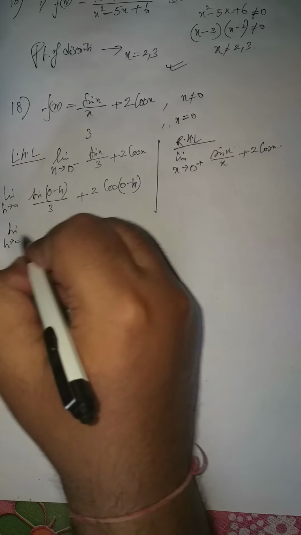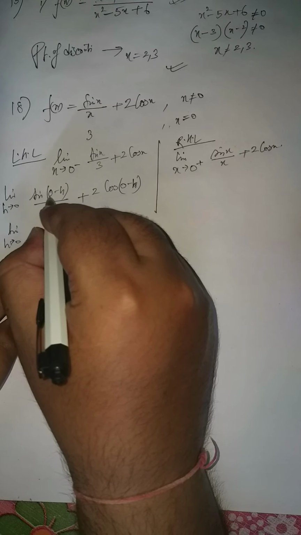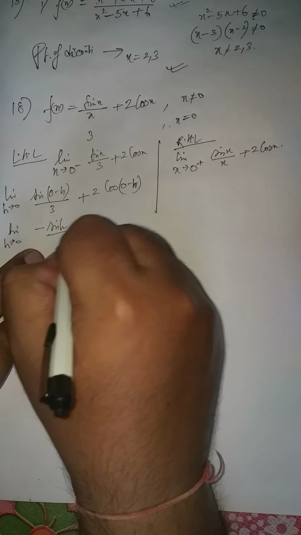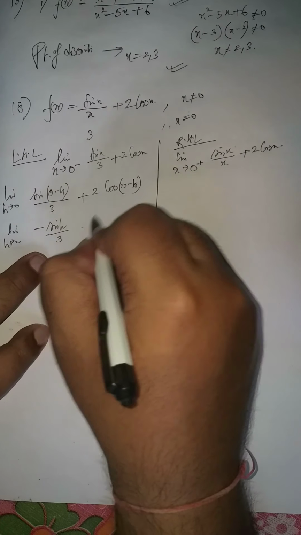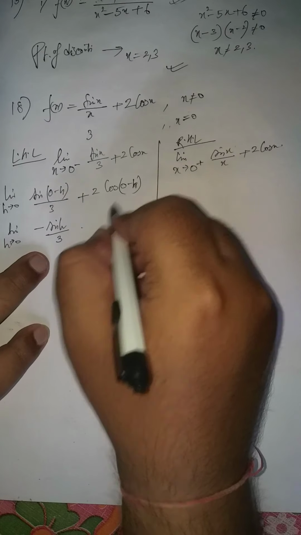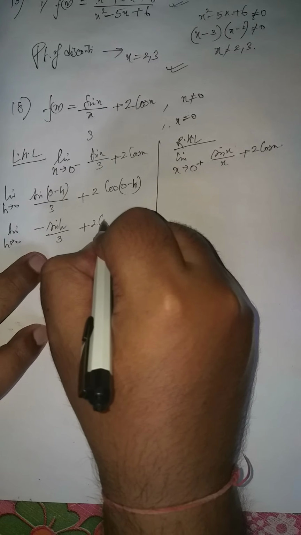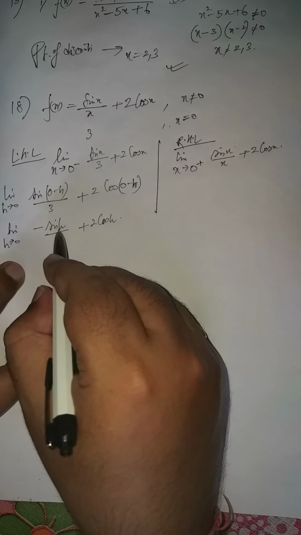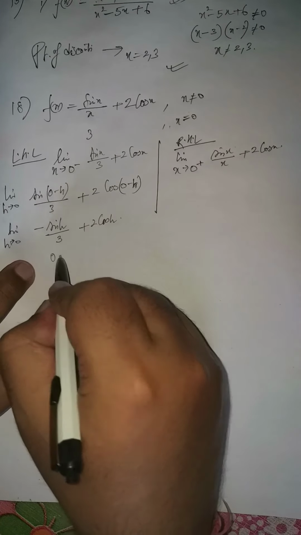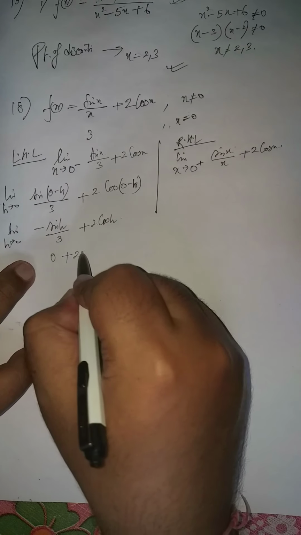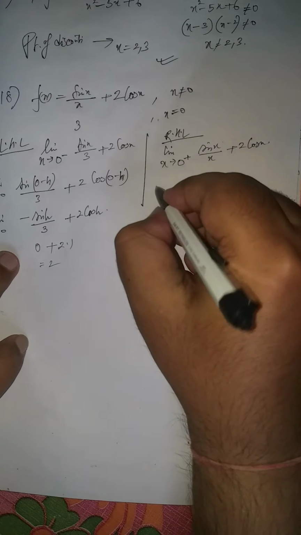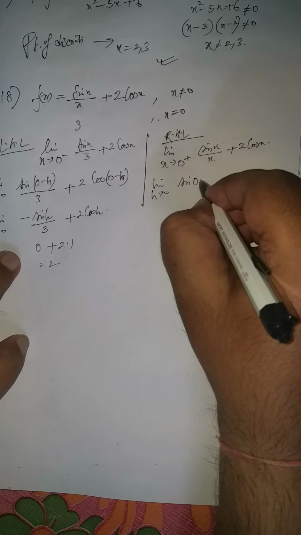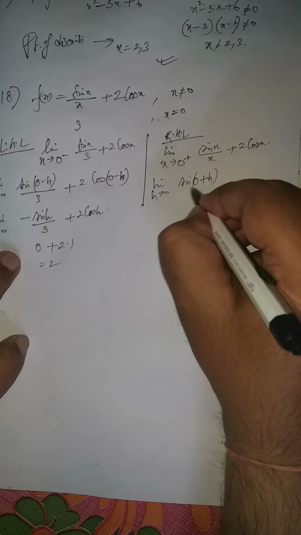Limit h tends to 0. See, 0 minus h is what? Minus h. I can take minus common, so sin h by h. Again 0 minus h, minus h, cos of minus theta is cos theta, so you can write cos h. Now substitute the value. Limit sin h by h is 1, and cos 0 is 1, so 2 into 1, that is 2.